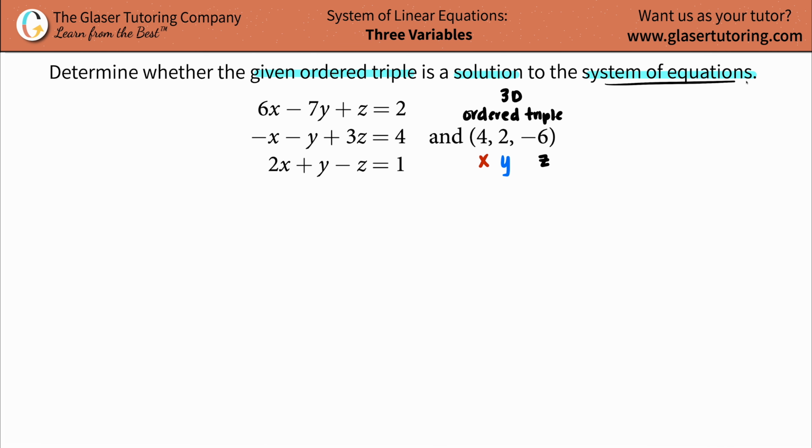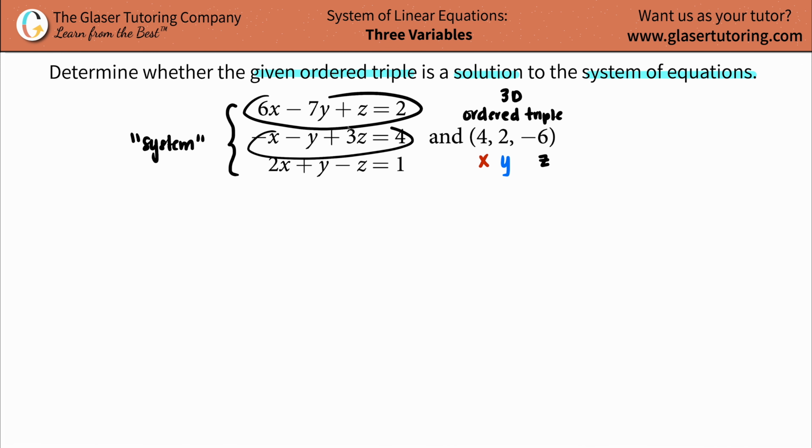Now, a system of equations is just 2 or more equations that might have to do with one another. Here they gave us 3 beautiful equations, so this is classified as my system. Now we want to find out if this ordered triple, this x, y, and z, is a solution, which means, is this a common solution for each of these equations? Well, the only way we're going to figure it out is if we plug in these values into each equation to see if it makes mathematical sense.